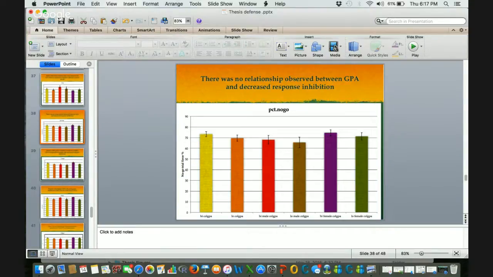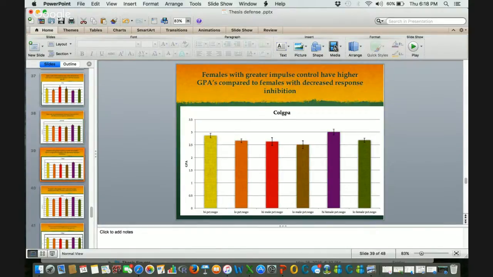So we understand the relationship that poor response inhibition leads to internet addiction, but we wanted to see how response inhibition tied into academic performance. And what we saw here was there was no relationship between GPA and decreased response inhibition. But inversely, we also saw that females with greater impulse control had higher GPAs compared to females with decreased response inhibition.